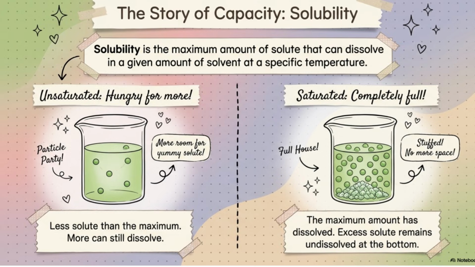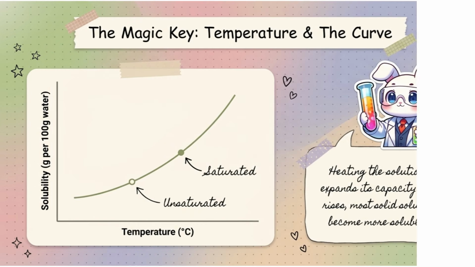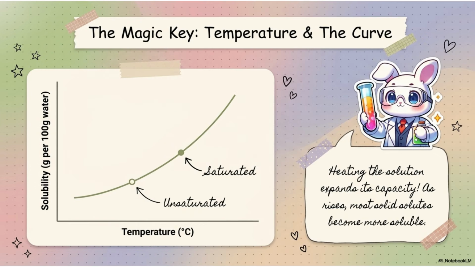But here's the thing, that capacity isn't fixed. Temperature is the magic key here. As the temperature of the water rises, the line on our graph curves upward. Heating a liquid expands its capacity for solids, making them way more soluble. Interestingly enough, for gases, it's the exact opposite. And if you add pressure, like, say, keeping the lid tightly screwed on a soda bottle, you actually force more gas to stay dissolved. Change the temperature or the pressure, and you completely change the rules.